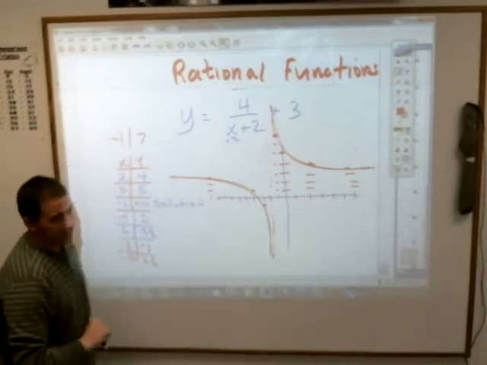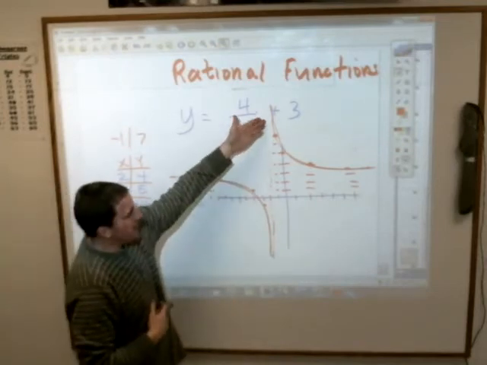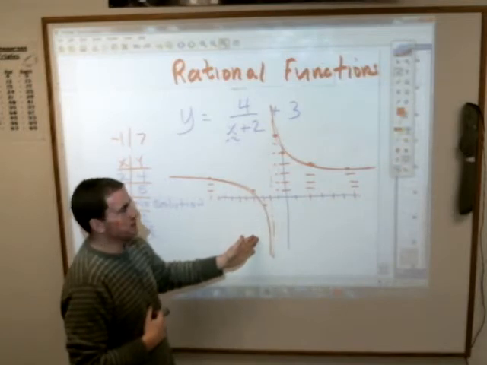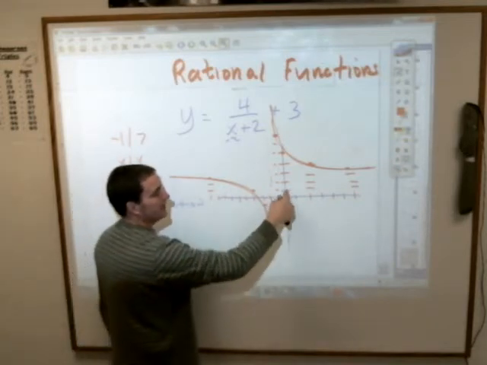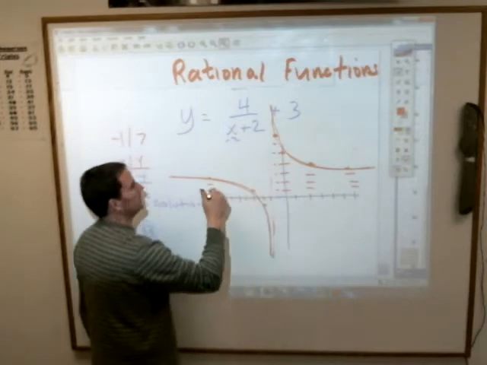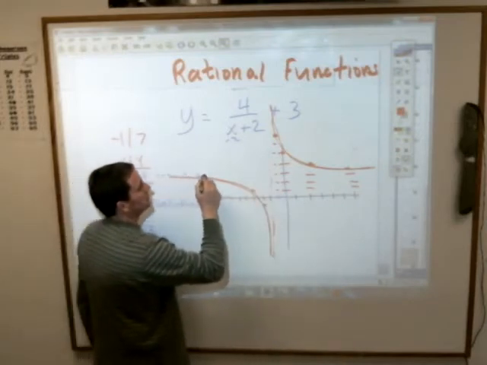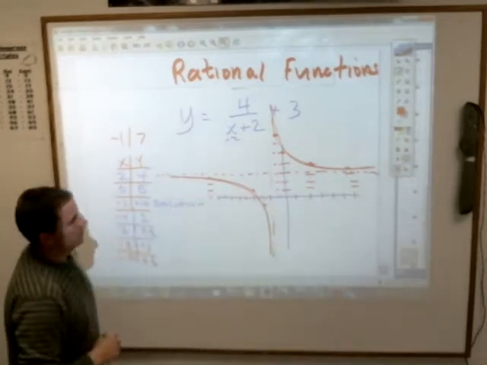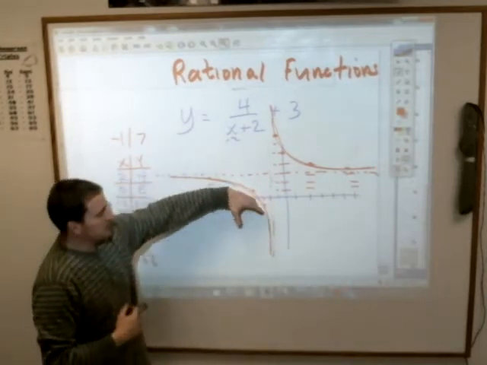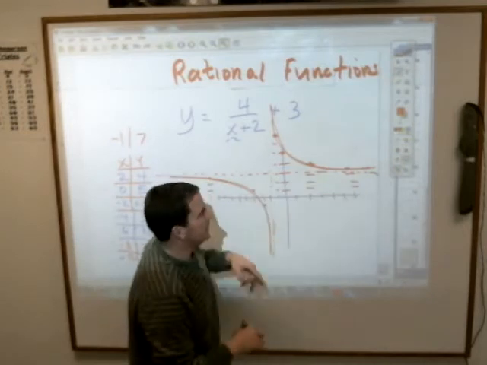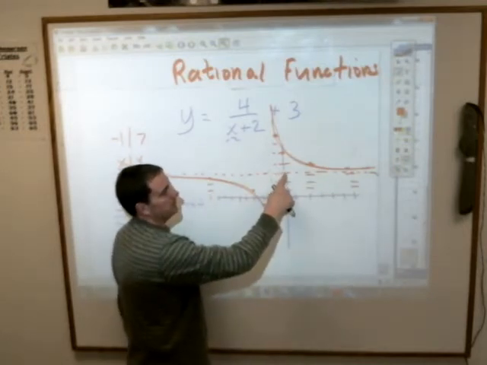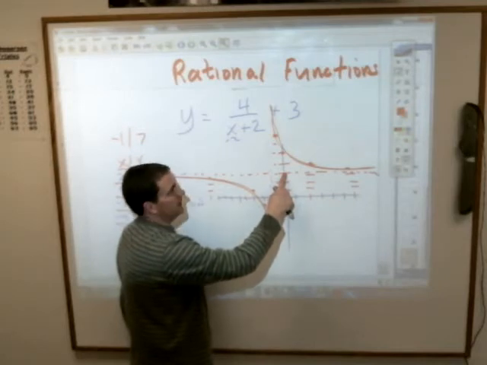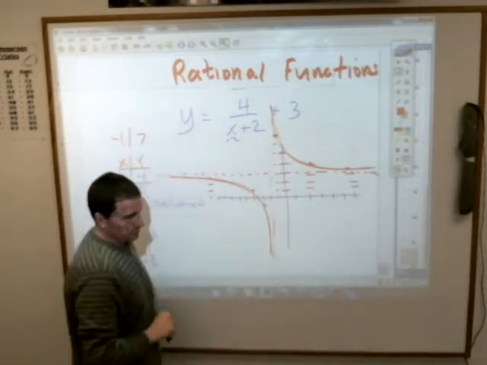In addition to that, not only is there a line on the x-axis that will never be approached or crossed, there's also one on the y-axis, actually this line right here. You get this that curves this way, you get this that curves this way. Never will you get y to be 3, and never will you get x to be 2.